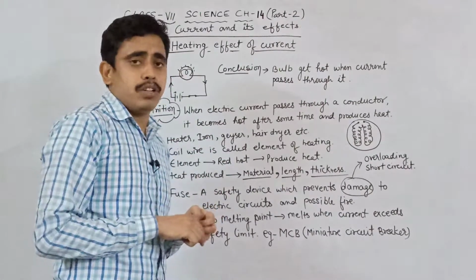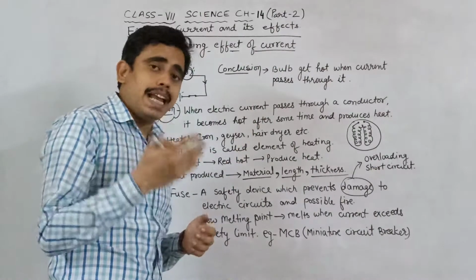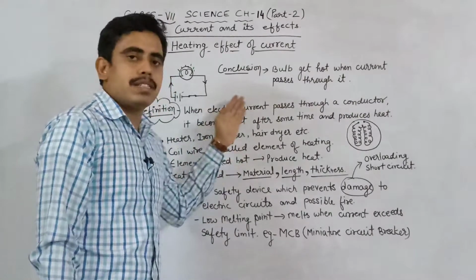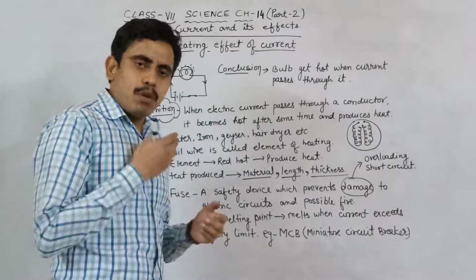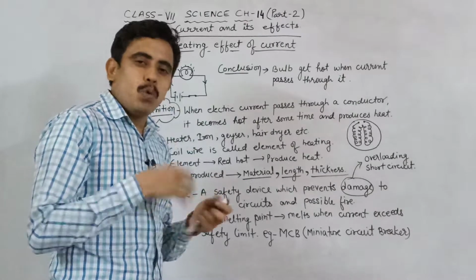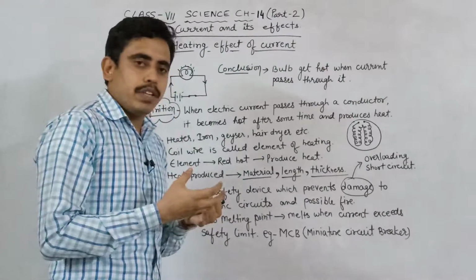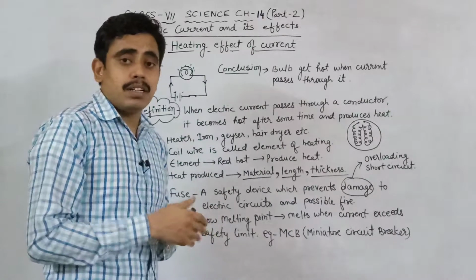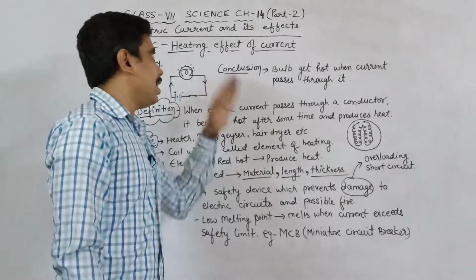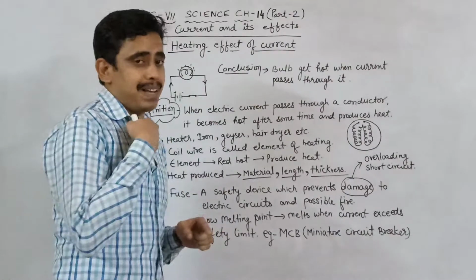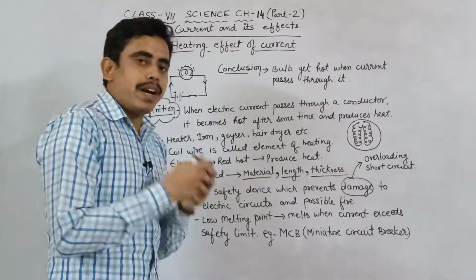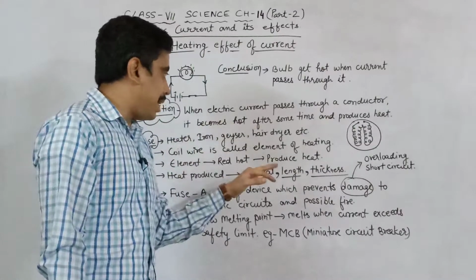There are certain applications of this effect. There are appliances we use in our day-to-day life which are based on it. Some of these appliances are the electric heater, the room heater we use in winters, the heater used for cooking food, the geyser, and hair dryers. These all are based on the effect that when current passes through a conductor, it becomes hot and produces heat.